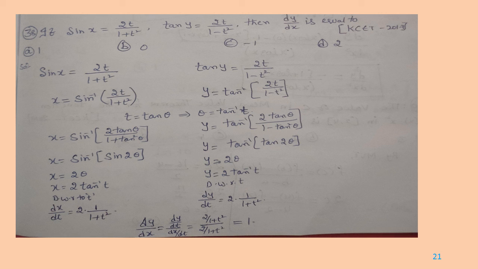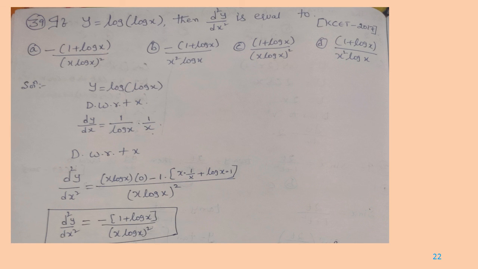Differentiating with respect to t, dy by dt equal to 2 into 1 by 1 plus t square. So dy by dx is nothing but dy by dt divided by dx by dt. 2 by 1 plus t square divided by 2 by 1 plus t square equal to 1. So which is option A.